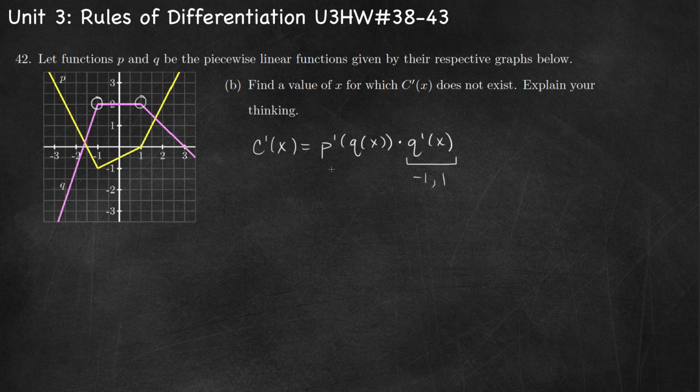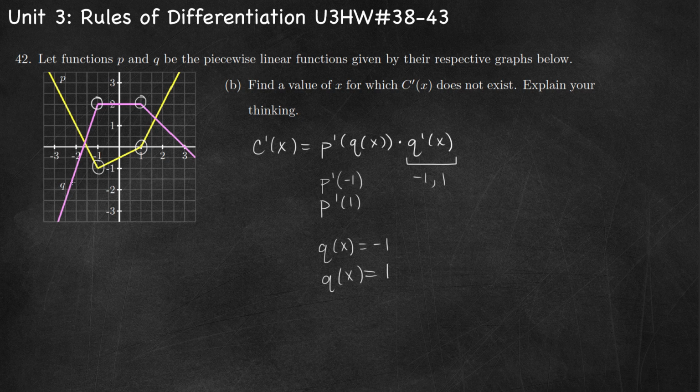But we're also going to have a problem if we try to find p prime of negative 1 or p prime of 1, because p prime does not exist at negative 1 and 1. There are corner points there as well. So p prime of negative 1 is going to occur if q of x is equal to negative 1, since we're taking p prime of q of x. So now the question is, where does q of x equal negative 1, and where does q of x equal positive 1?